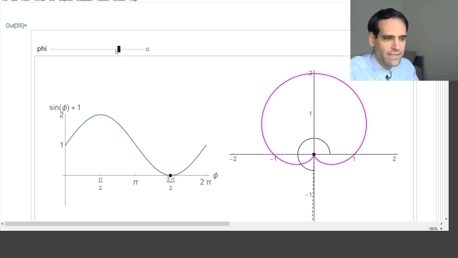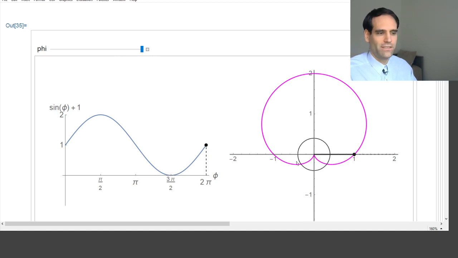So you can see that indeed this distance vector here is getting smaller and smaller until it goes to 0 when the angle is 3 pi over 2. And then when we increase up to 2 pi, it increases to 1 again. So this is a cardioid.